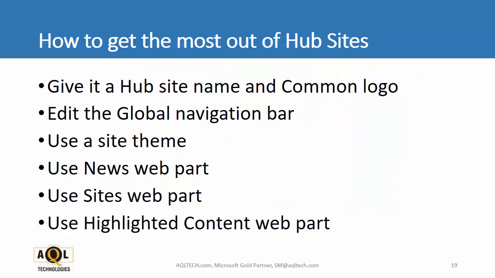So if you want to make the most out of your hub sites, then here are a few points. Give it a hub site name and common logo. Edit the global navigation bar. Use the site theme. Use news Webpart. Use sites Webpart. Use highlighted content. Once you are using this, then you can actually roll up all the content. You can have scope search, and all the different things that you can do with hub sites are all these features that you see right here.